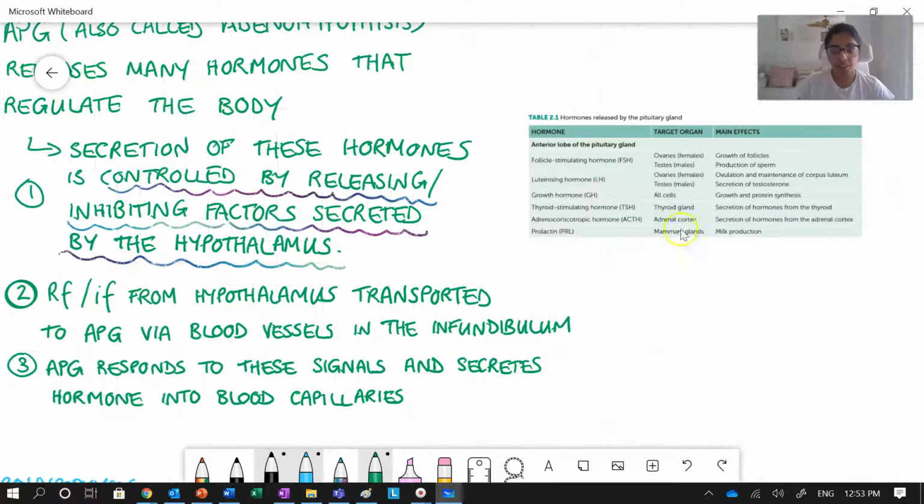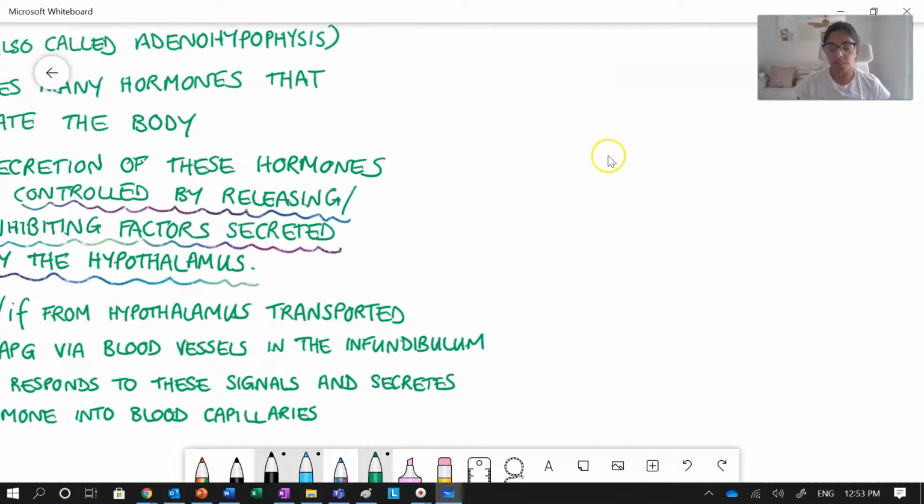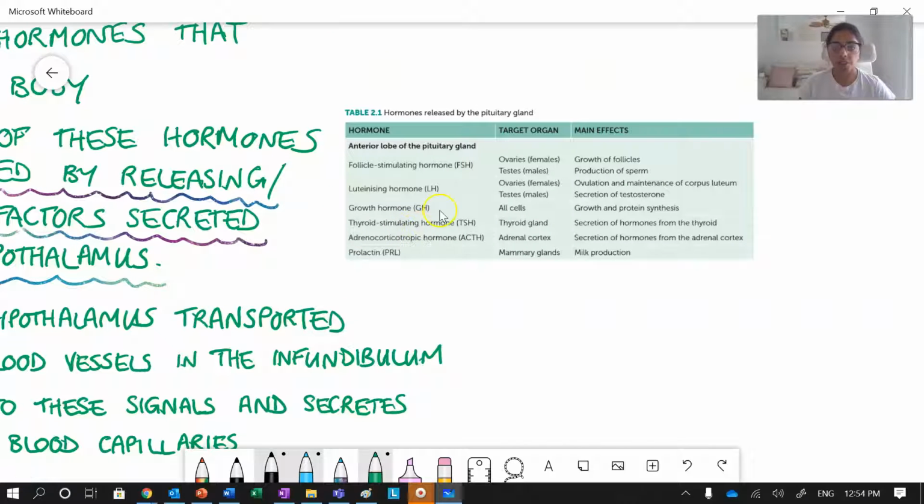Now, just to be clear, there are hormones that you do need to know. This table can be found in your textbook, and these are the hormones that you need to know are regulated by the pituitary gland. All right, so there are 6 hormones that are made in the APG. So gonadotrophic hormones, that's FSH and LH. Hopefully you should have an understanding of how they work from year 11. There's growth hormone. This affects all cells and promotes growth and protein synthesis.